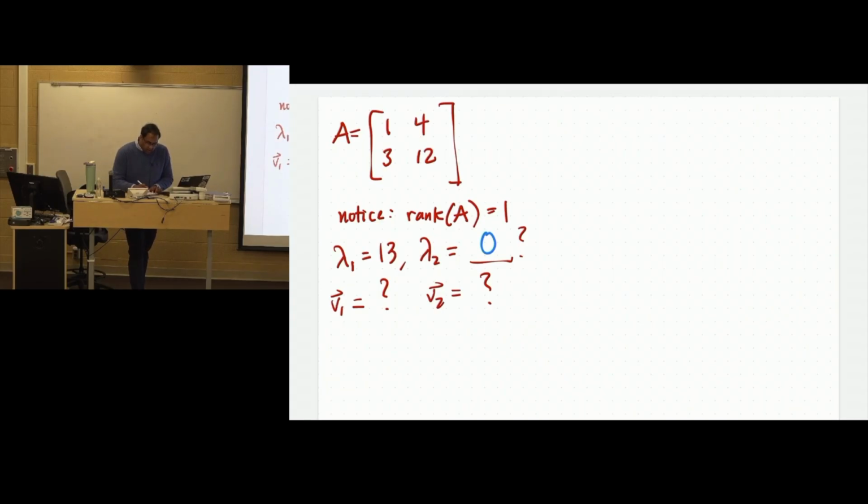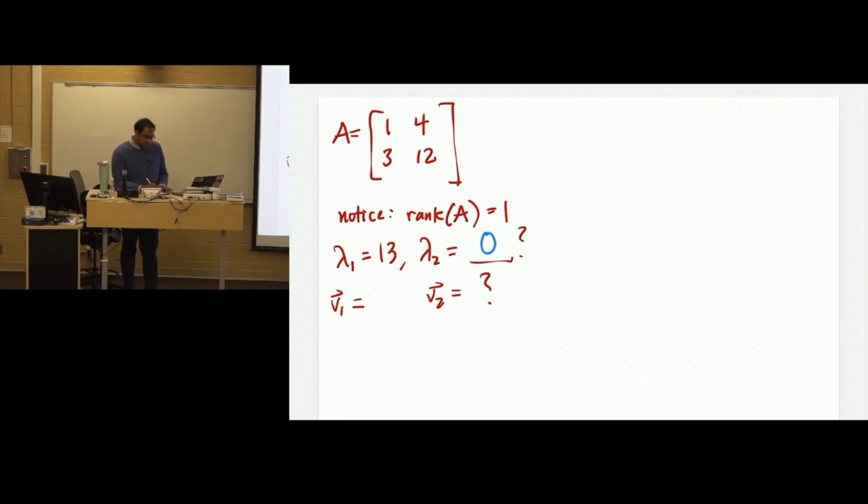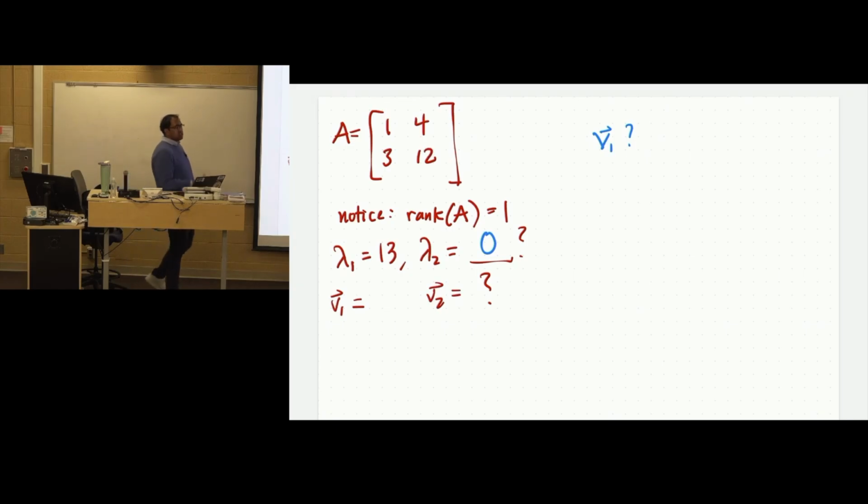Well, first let's find v1. This one isn't as much a conceptual question as it is a computational question. How do I find the eigenvector for the eigenvalue 13? Any ideas? How do I find v1? And ideally, we're doing this by not guessing and checking. How do we do it?